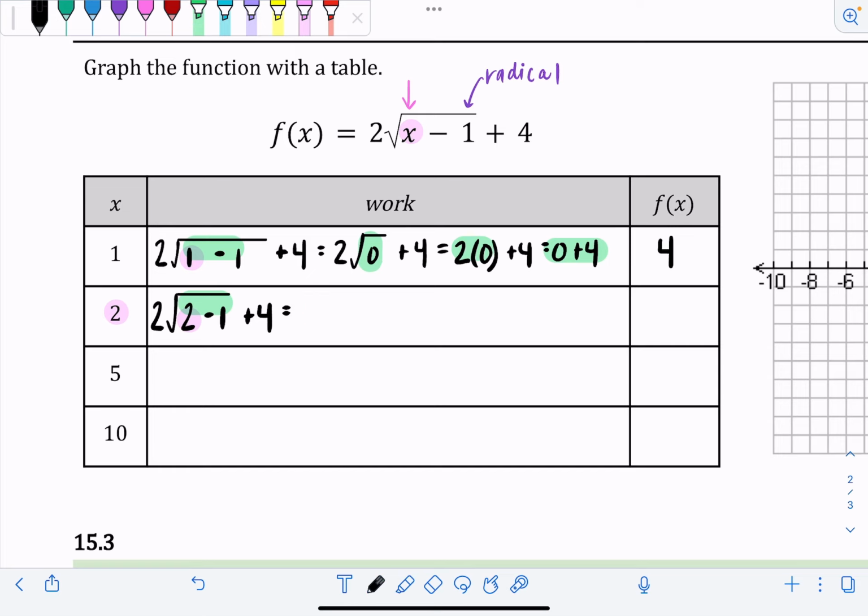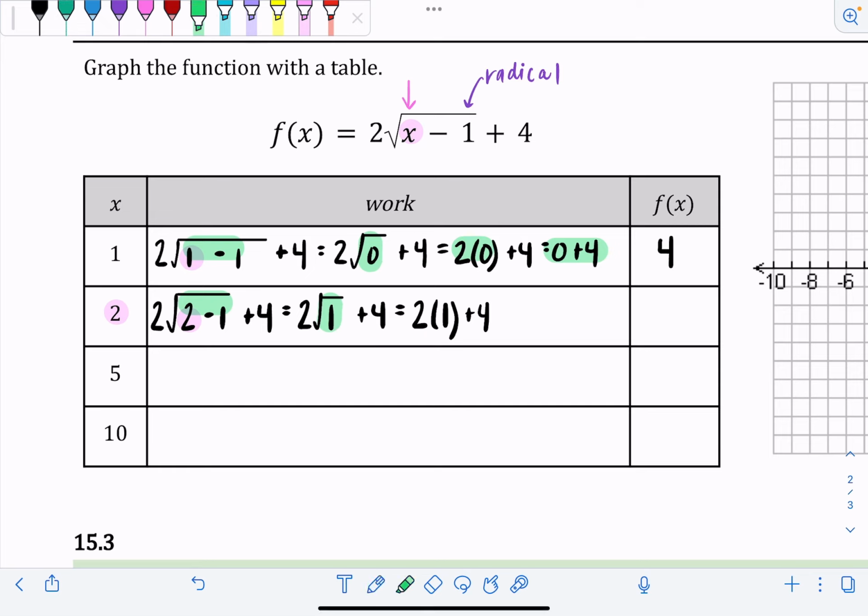Sorry, not changing. So 2, and then times the square root of 2 minus 1, so that's 1, and then plus 4 outside the radical. And then we would take the square root of 1 next. Square root is kind of like exponents in terms of order of operations. So first would be parentheses, or stuff that's grouped together, and then next would be exponents or a radical. So we would take the square root of 1 next, which is 1. So this becomes 2 times 1 plus 4. So this square root of 1 just became this 1 right here.